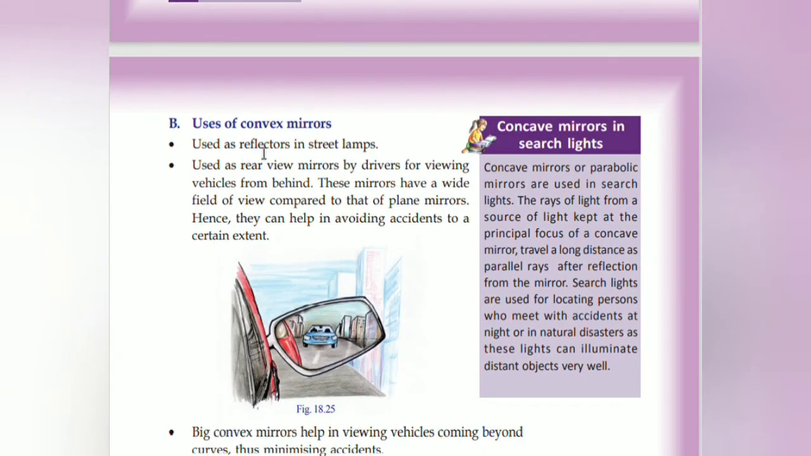Uses of convex mirror. Convex mirror എന്തിനൊക്കെയാണ് യൂസ് ചെയ്യണത്? Reflectors in street lamp അല്ലേ. Street lamp reflector ആയിട്ട് യൂസ് ചെയ്യും. പിന്നെ used as rear view mirrors. Driving vehicles ലൊക്കെ എന്താണ്, convex mirror ആണ് യൂസ് ചെയ്യണത്.